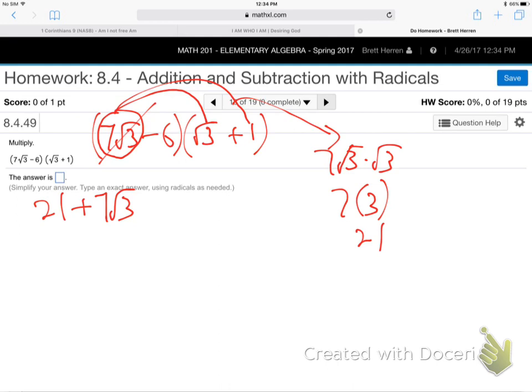It's the same thing. And then the minus 6 goes to both. Minus 6 root 3, and then minus 6 times 1, minus 6. So 16 root 3.